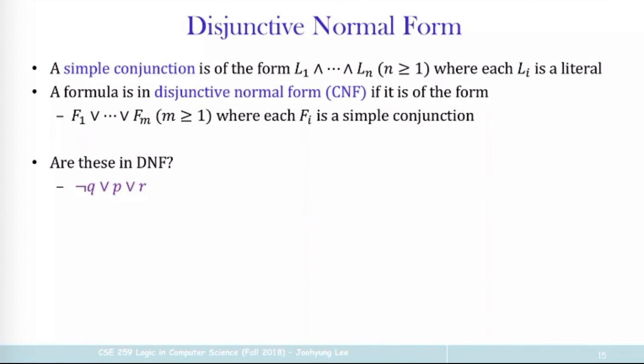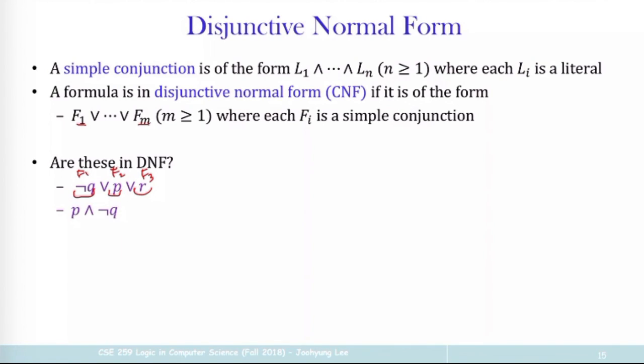In this case, what is M and what is N? Okay, let's say what is M here? M is 3, yes? So here, each of them counts for these formulas. So this is F1, F2, F3. Now each Fi happens to be also a simple conjunction where N equals 1. Okay, so this is DNF.